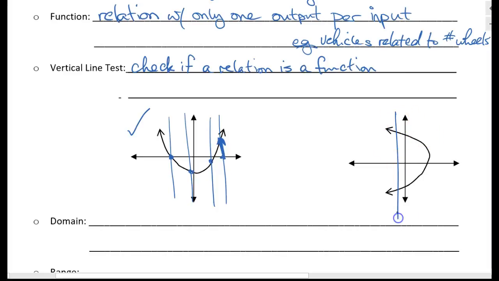In my second graph, though, for this value of x, whatever it is, I could be talking about this point here, my positive y value, or I could be talking about my negative y value. So this is not a function because it doesn't pass the vertical line test. Okay, so we can add to this definition, check to see if it's a function. Each vertical line can only cross the graph once.